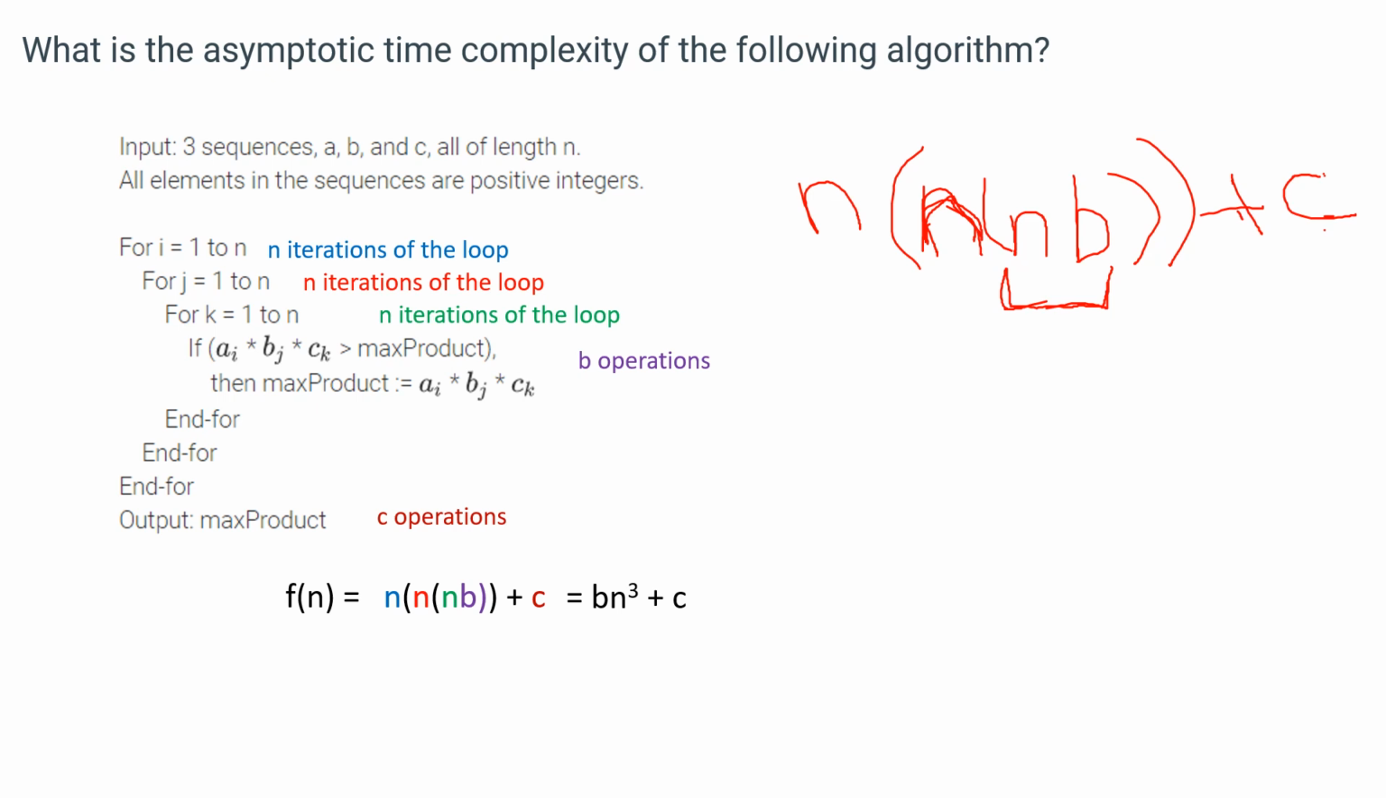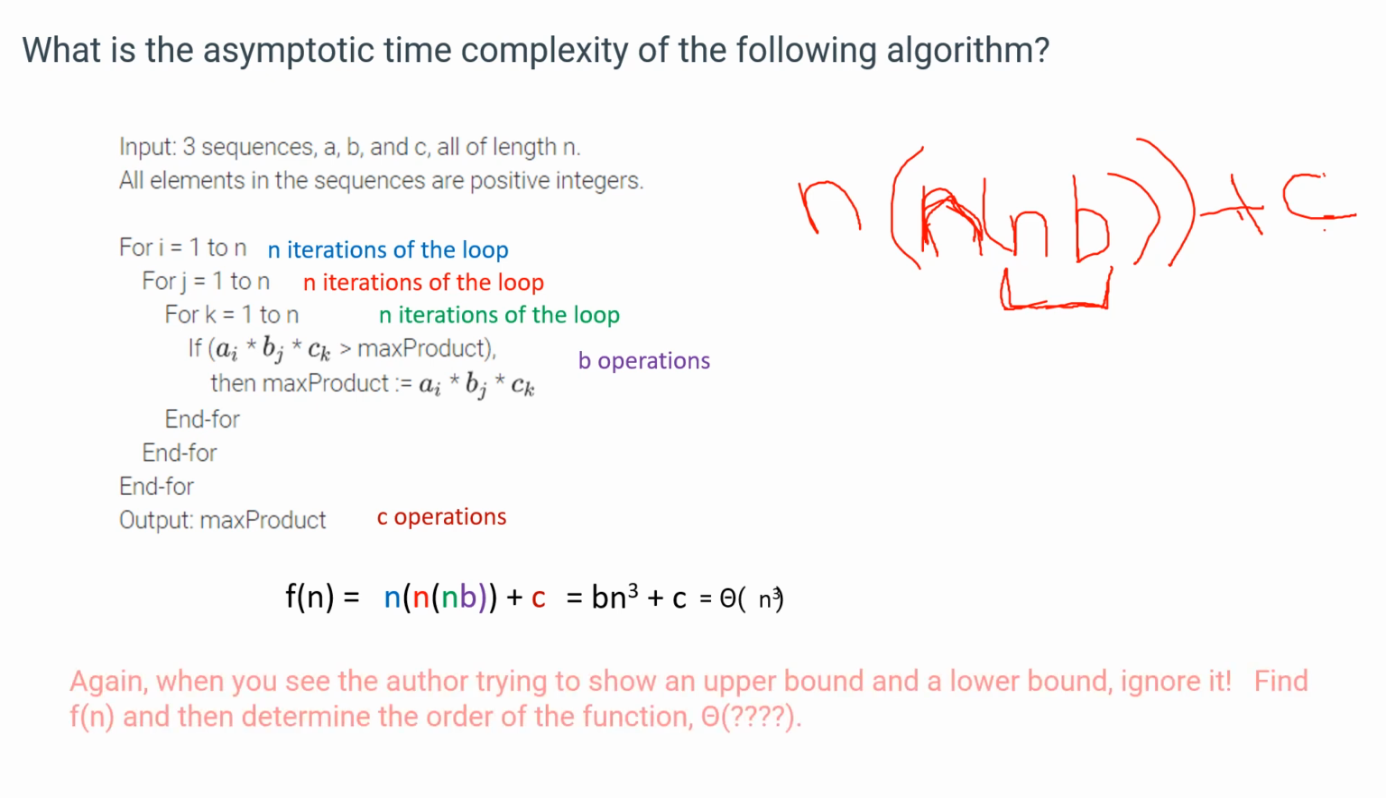Now if we multiply all of those n's together, we get n to the third, and that's being multiplied by the B, and then we have plus C. So we see that that function will be theta of n to the third. Again, in the book, when you see them trying to show there's an upper bound and a lower bound, just ignore that. In my mind, all we need to do is find the time complexity and then determine the order of the time complexity. And so that's what we just did right here.